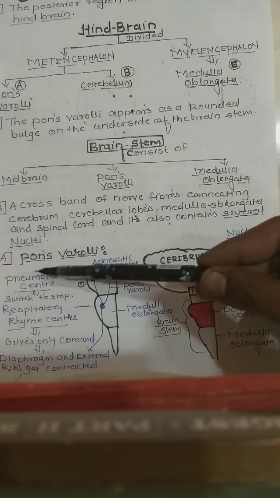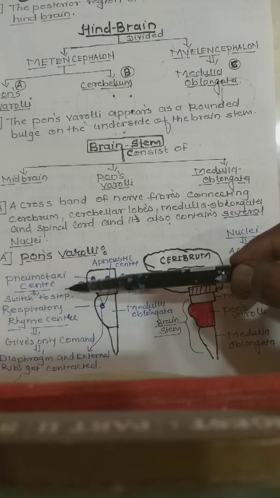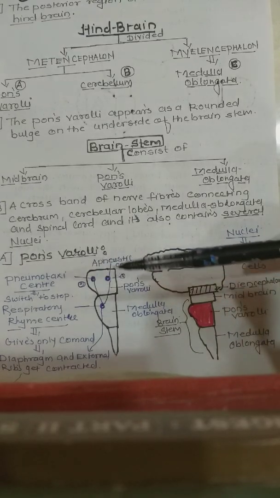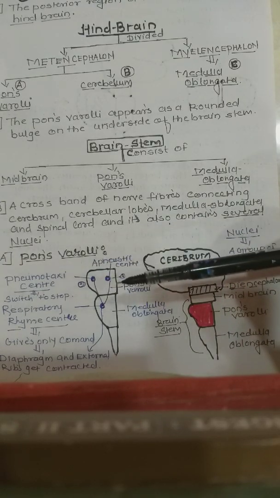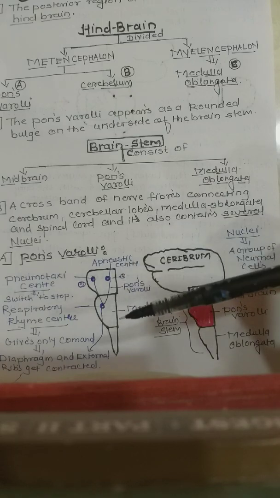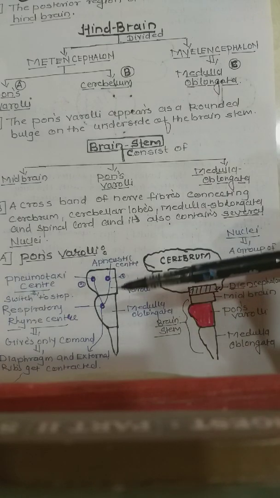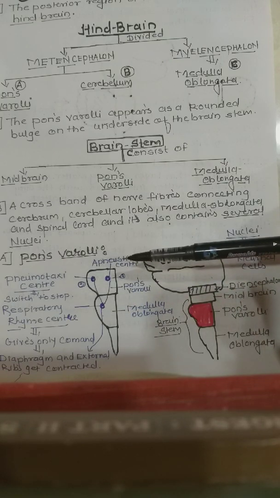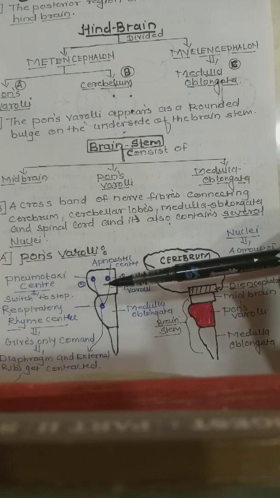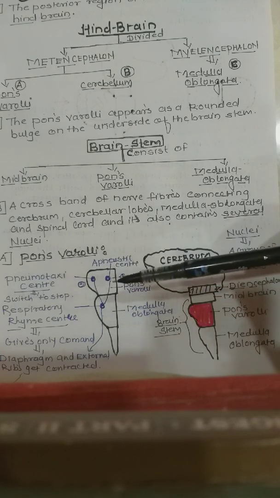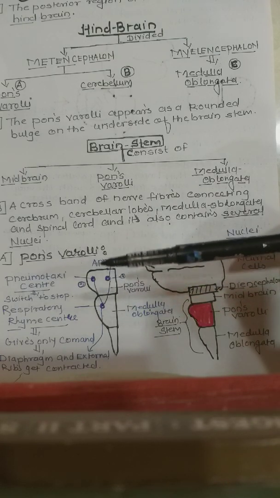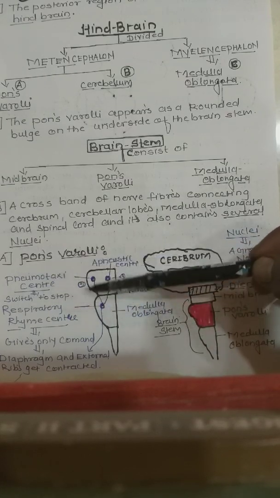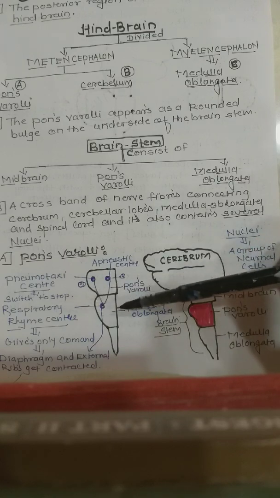This pneumotaxic center is known as a switch button between inhalation and exhalation. Inhalation means you are taking air inside. Inhalation and exhalation together require about 5 seconds: inhalation needs about 2 seconds, and exhaling the air requires about 3 seconds. So the pneumotaxic center plays the role of a switch button.